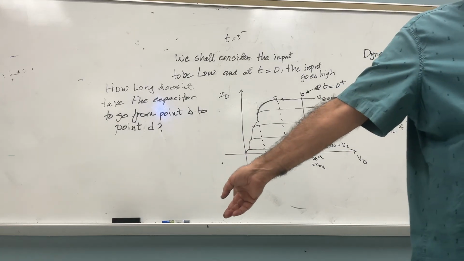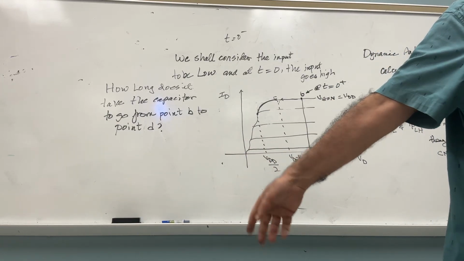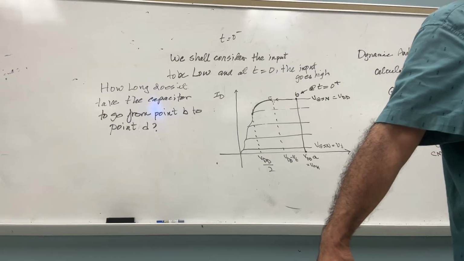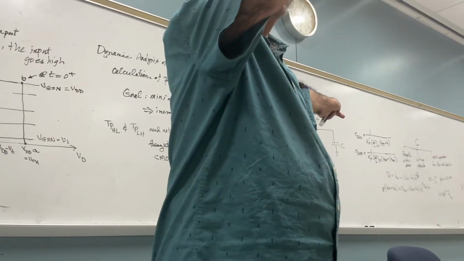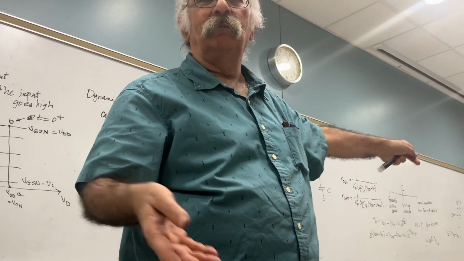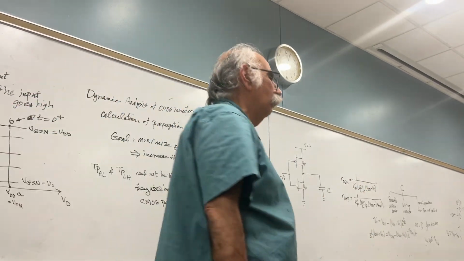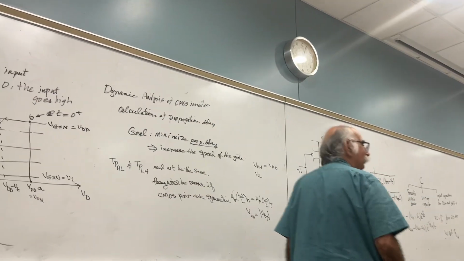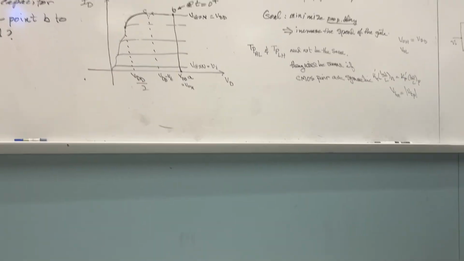One more time. What is VOL here, in the CMOS inverter? VOL is 0. VOH is VDD. What is the half point? VDD over 2. This is VDD over 2. Yes? I need to find the discharging current.